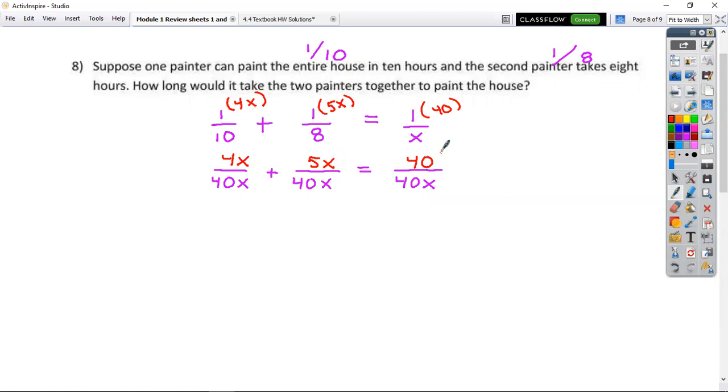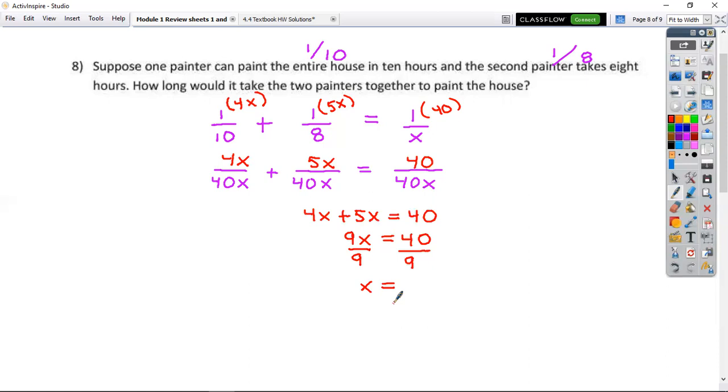And to finish, you're going to drop the denominator, solve the numerator. So I solve 4x plus 5x equals 40. And if someone has a calculator, we can get this to the nearest 10th. That's fine. So 9x is equal to 40. And then dividing by 9, x is equal to a little bit more than 4.